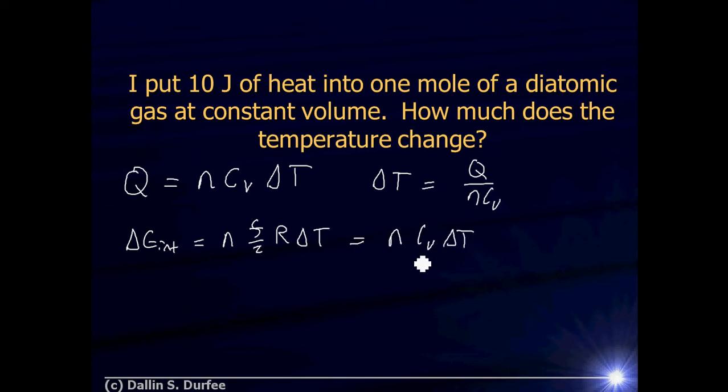which happens to be equal to NCV delta T. And for a constant volume process, there's no work, and we know that the change in internal energy is equal to Q plus work. If there's no work, then this thing we found here, change in internal energy, is just Q. And even though we forgot this equation, now we've got it back. So there's our answer.